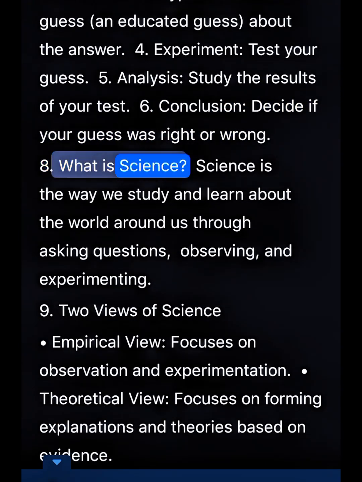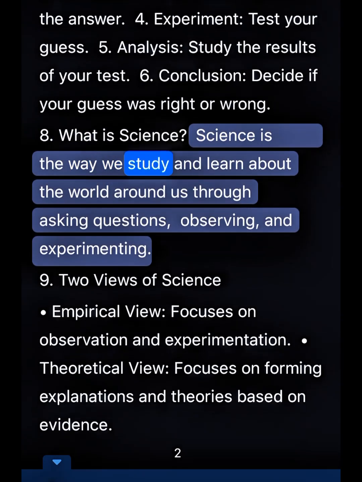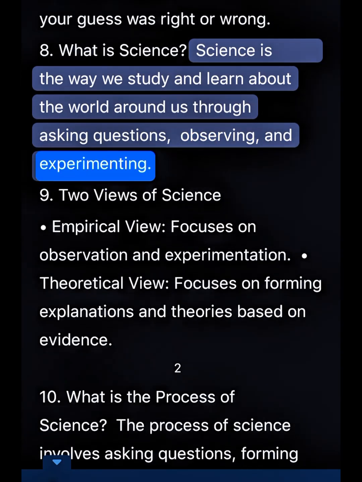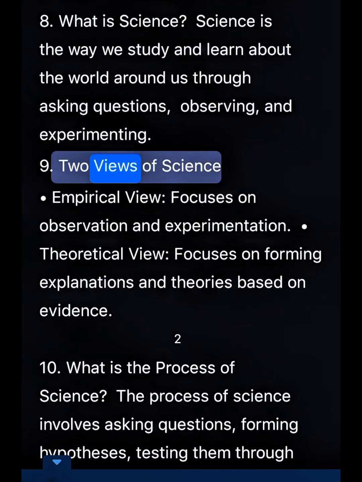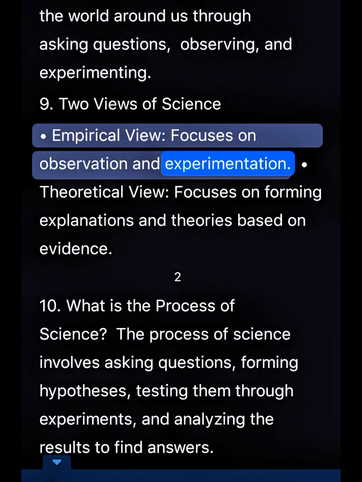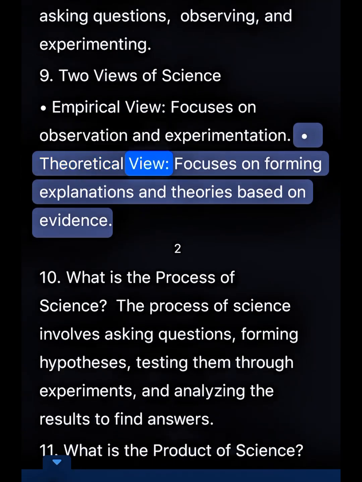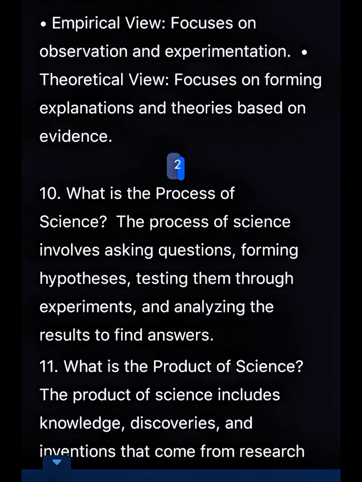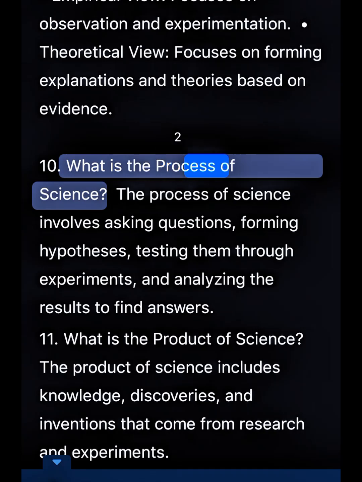8. What is science? Science is the way we study and learn about the world around us through asking questions, observing, and experimenting. 9. Two views of science. Empirical view focuses on observation and experimentation. Theoretical view focuses on forming explanations and theories based on evidence.